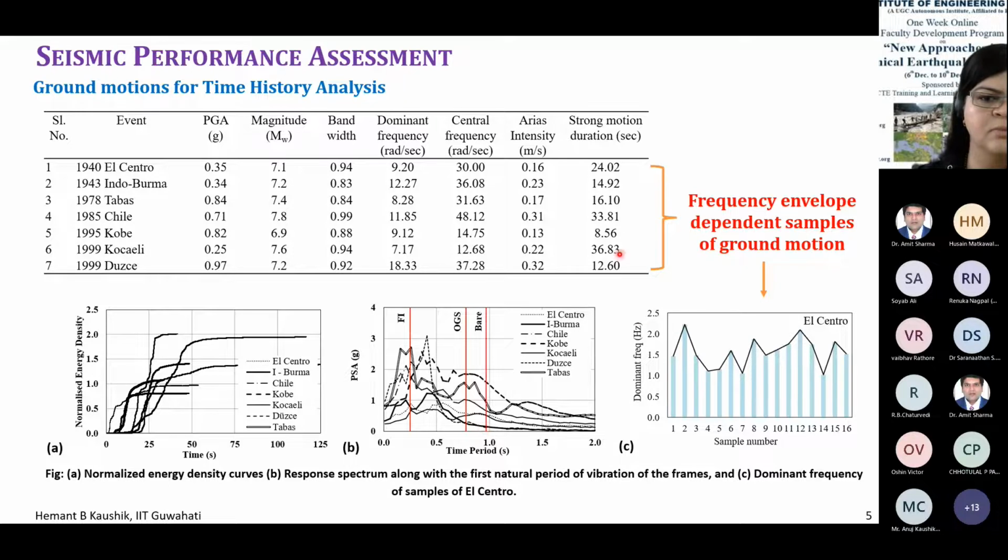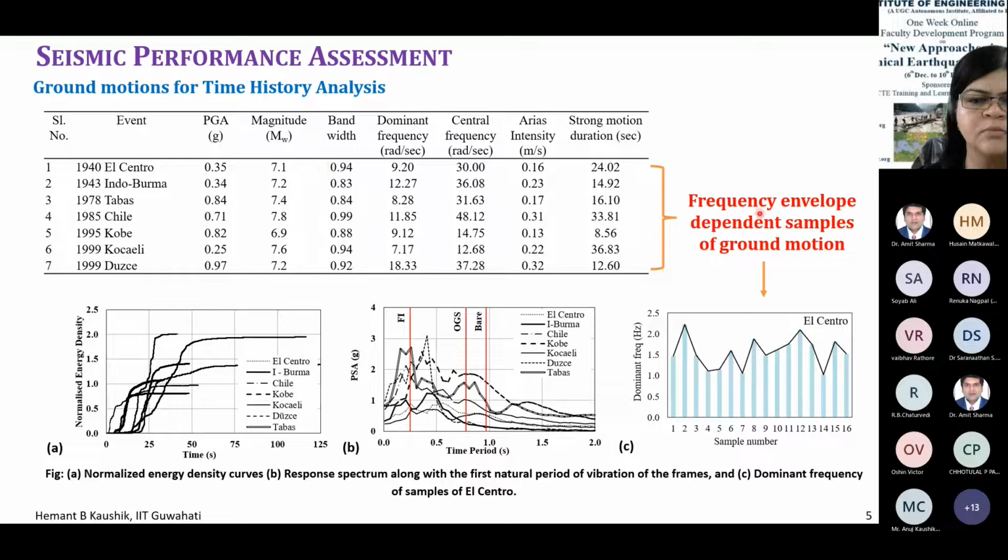And then for each of these ground motions, these 7 ground motions are the original ground motions. Now what we did for each of these ground motions, we varied the peak ground acceleration from 0.1 G to 1 G in an interval of 0.05 G. So you get 20 more ground motions for each ground motion.